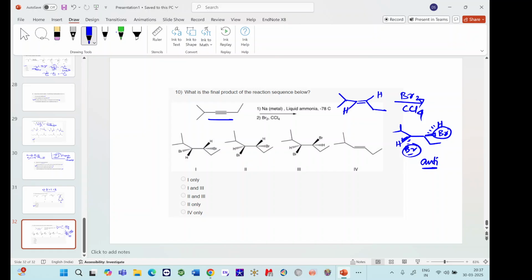So which one will be the right answer here? You can see here it is syn, so not possible. Here also it is syn, not possible. Here only the first step has been done, second step is not, so not possible. Here you can see these are in anti position, so this is the right option. So two only will be the right option.